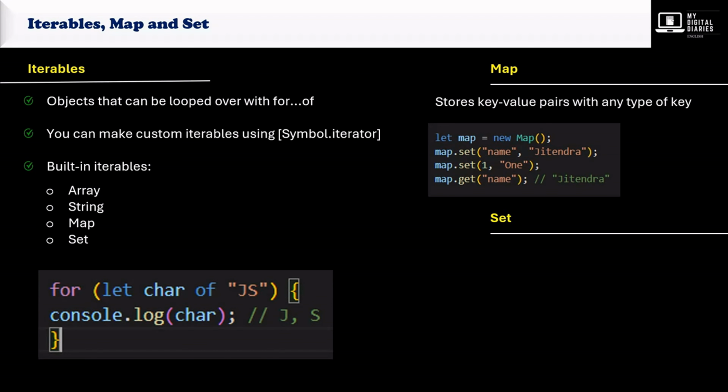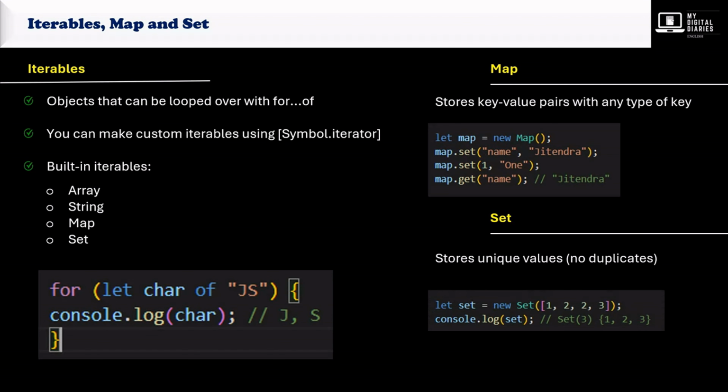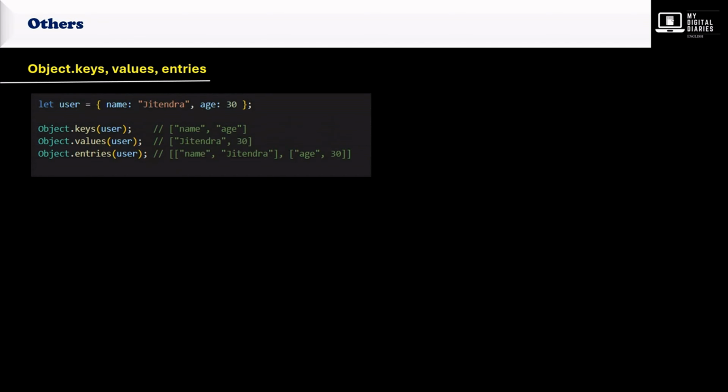Then you have a Set. A Set is used to store unique values, meaning it will automatically remove duplicates. Sets are very handy when you need a collection of values without repetition, such as storing unique IDs, tags, or user input. In this example, we have an array containing 1, 2, 2, and 3. If you apply the Set, it will remove the duplicate 2 and give you 1, 2, 3.